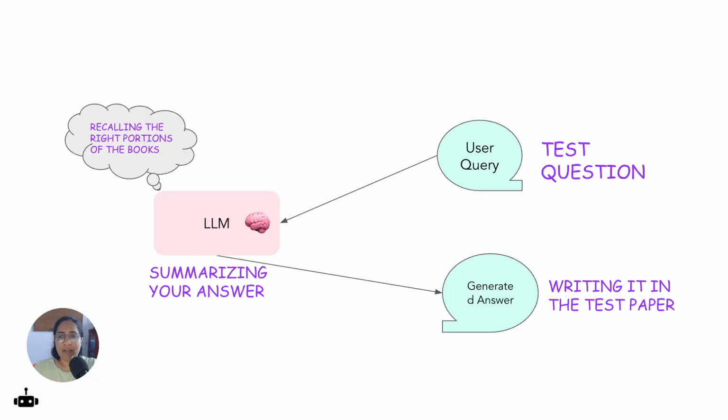So think about it like writing a test question. You have to recall the right portion of the book based on that and give an answer. Sometimes when you don't know the answer, there may be a tendency to write something because it's a test question, but it may not necessarily be the accurate answer.